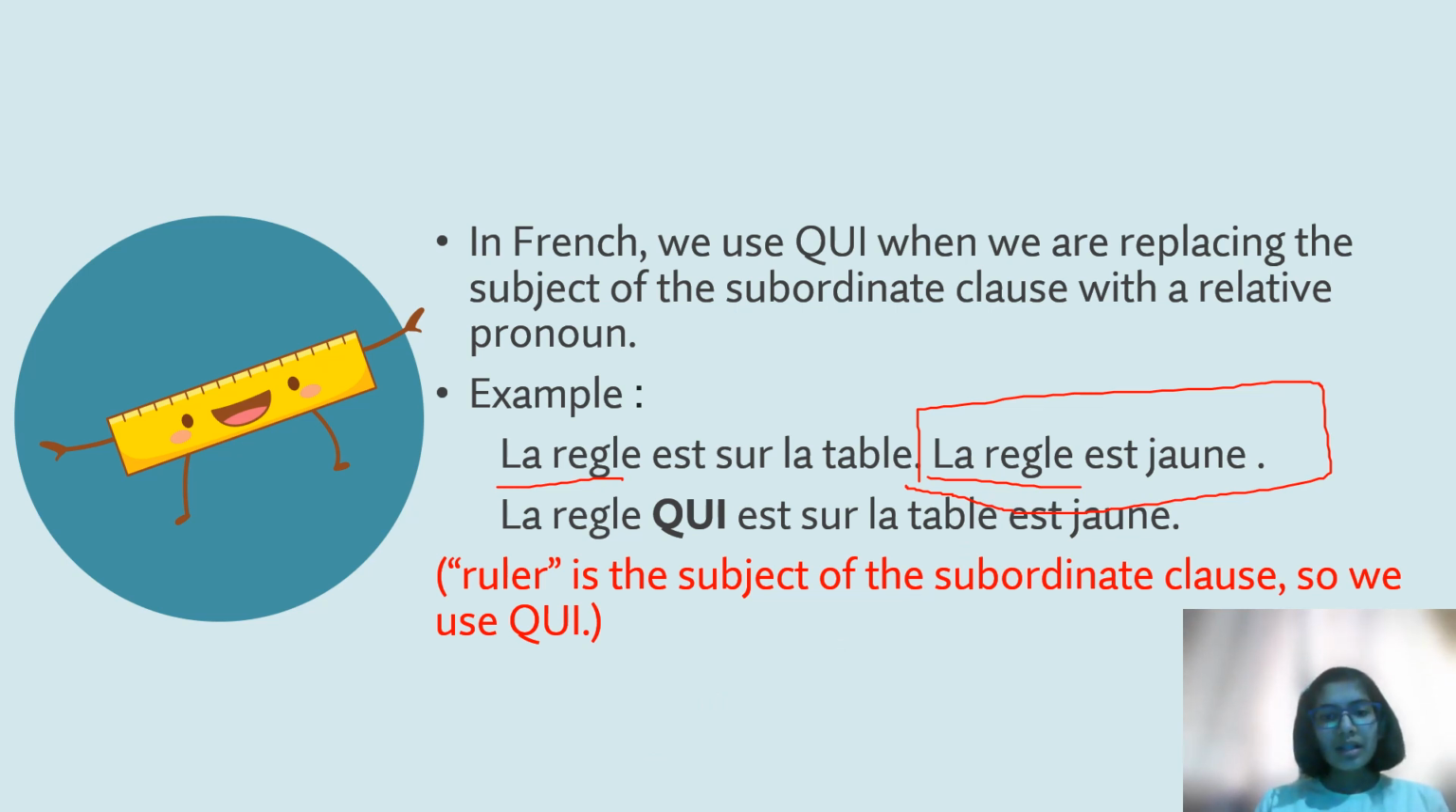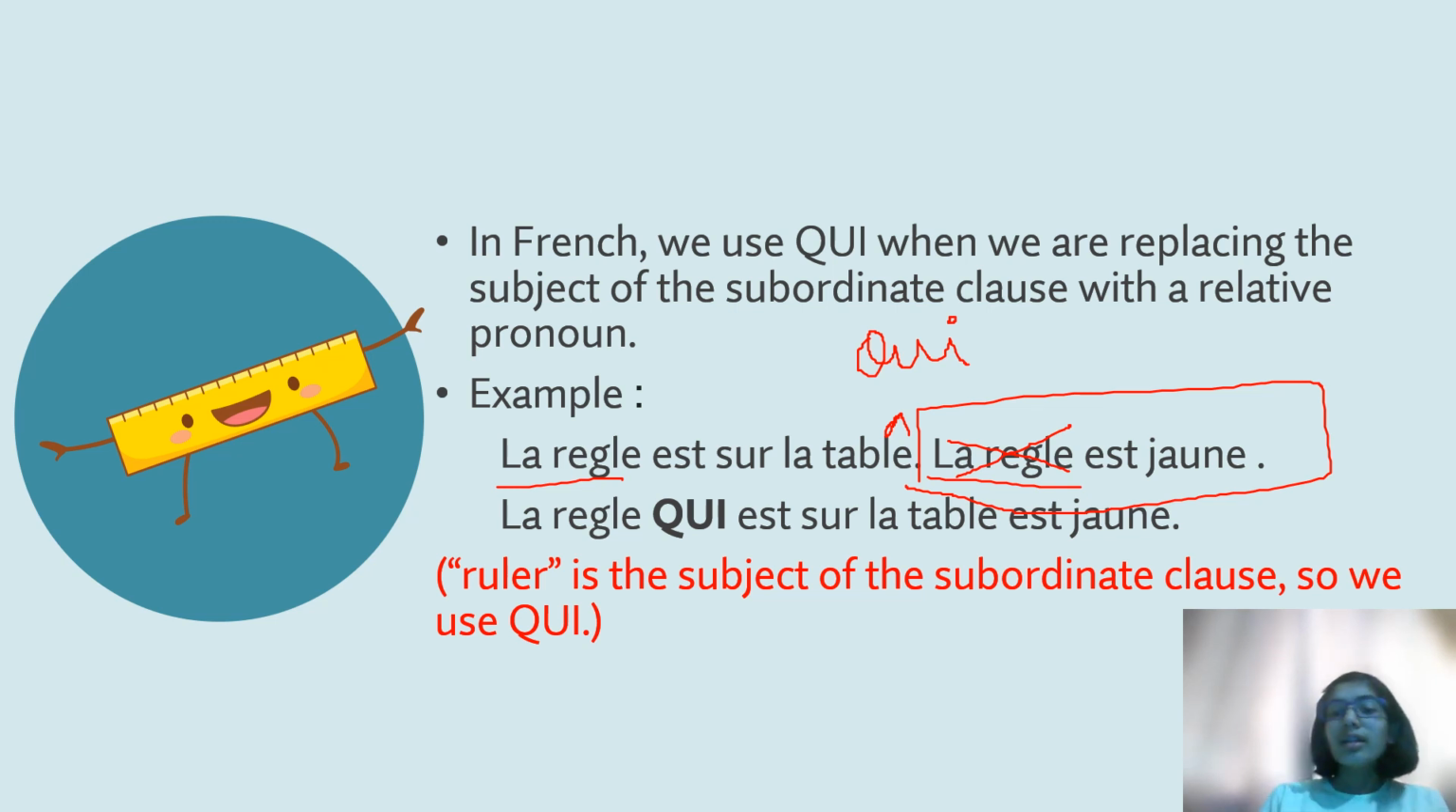क्या करेंगे हम? La règle drop कर देंगे because हम इसको replace करें qui से and qui आ जाएगा आपके sentence के बीच में. तो आपका sentence ये बन जाएगा La règle est sur la table qui est jaune. The ruler is on the table which is yellow. Now this sentence may seem a bit awkward, right? अगर मैं इसको इंग्लिश में translate करती हूँ, the ruler is on the table which is yellow.